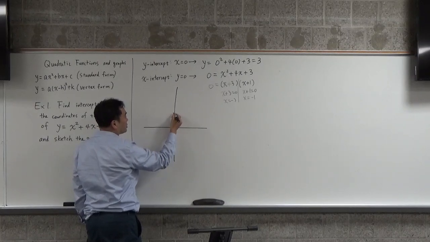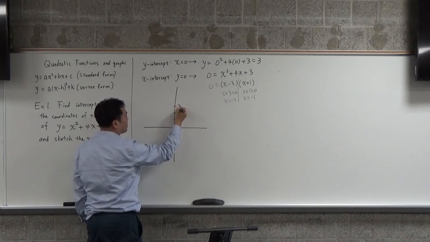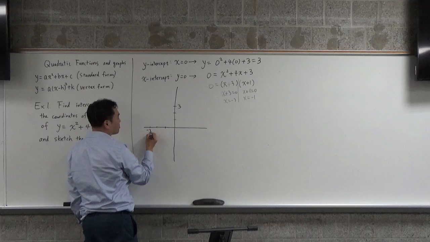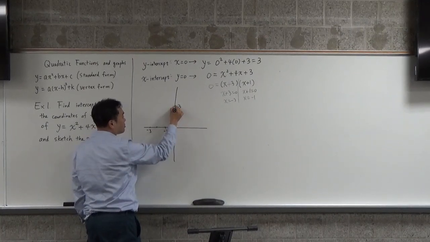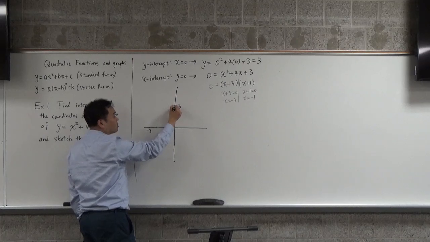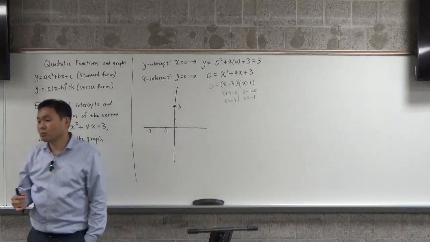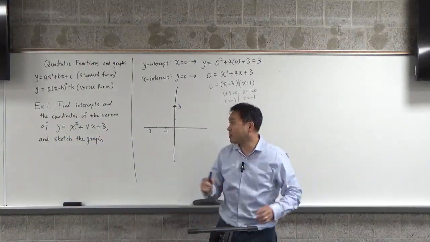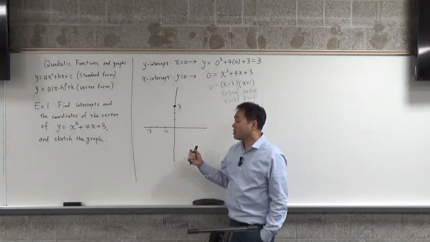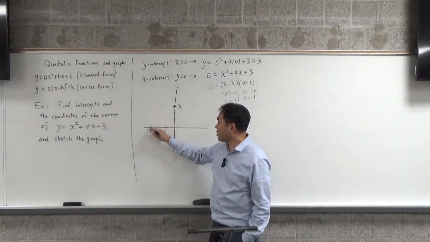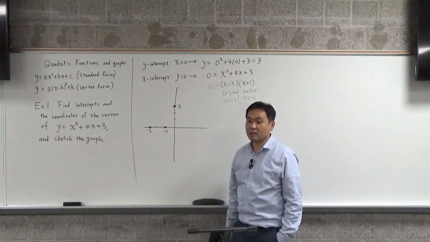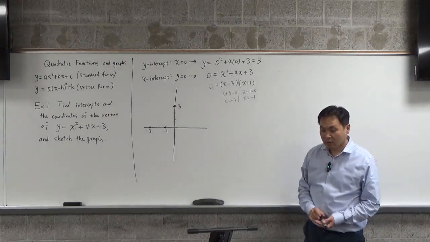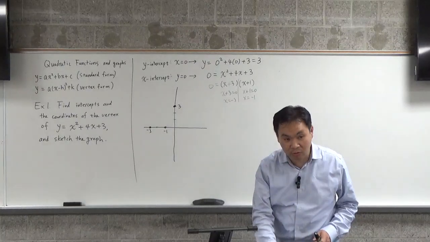Okay, so you have 1, 2, 3, and then 1, 2, 3. This will be negative 3, this will be negative 1. And because 3 is the y-intercept, you mark 3 on the y-axis. Y-intercept means that the graph passes through the y-axis at that exact point, right? And then x-intercepts are negative 3 and negative 1. So I marked it on the x-axis. Now we just have to draw a graph passing through those 3 points.